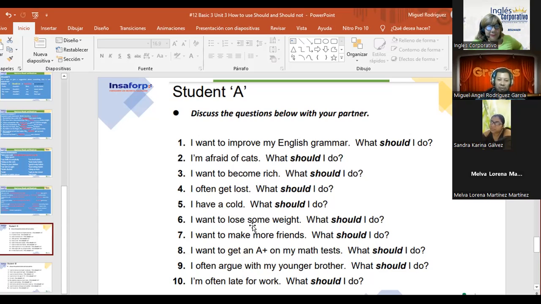I want to lose some weight. What should I do? You should do exercise. I want to make more friends. What should I do? You should be very friendly. I want to get an A on my math test. You should study a lot. I often fight with my brother. What should I do? You should disregard your brother.